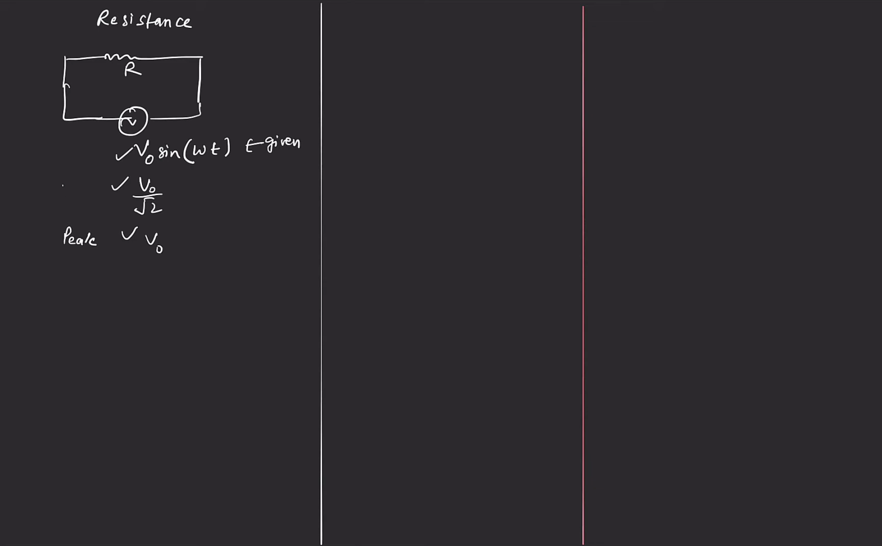So this is the circuit. We have a resistance of R and we have a voltage of V0 sin omega t. So let's say this is given, so we can find the RMS value, which we will prove later, would be simply V0 by root 2, since it only depends on the peak value, and peak value is V0. So this is peak, this is RMS, this is instantaneous.